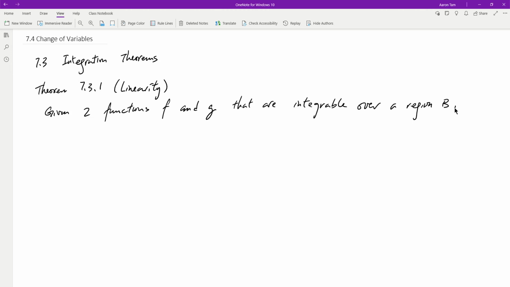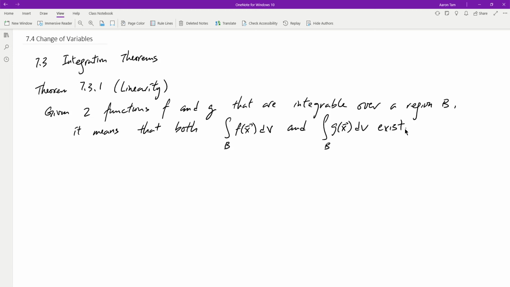So what does that mean? It means that both the integral over B of f of vector x dV and the integral over B of g of vector x dV both exist. That's what the word integrable means, meaning that when you integrate, you have an answer. Let's say we have two scalars, let a and b be two constants. Then we know the following.